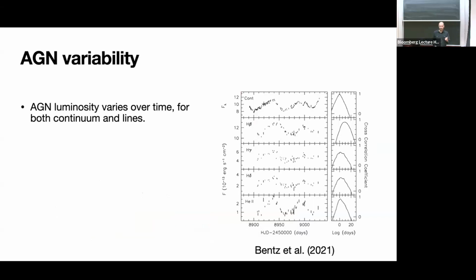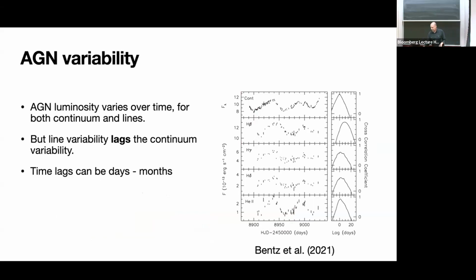The next thing you have to know is that AGN luminosity varies over time, and that's seen both in the continuum and also in the lines. One example is shown here. This is the continuum light curve for some AGN, and it's fluctuating up and down sort of randomly. The lines are also doing the same thing, as you can see. But if you look closely, you can see that the line variability lags the continuum variability. These lags can be days or weeks or months, depending on the line and the AGN.